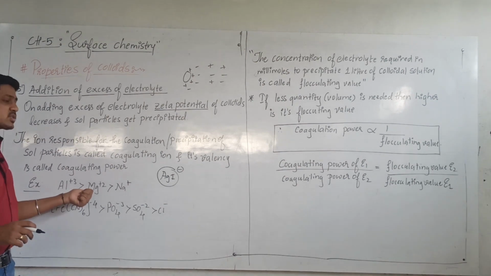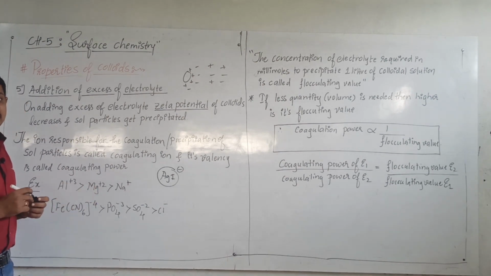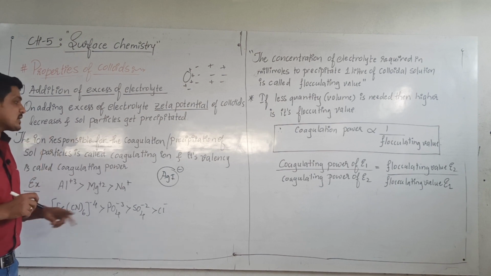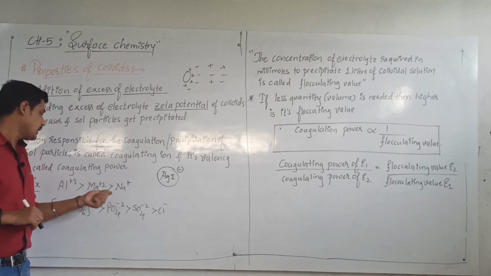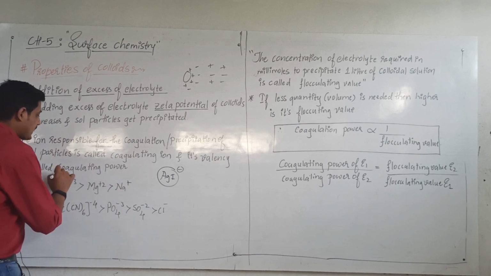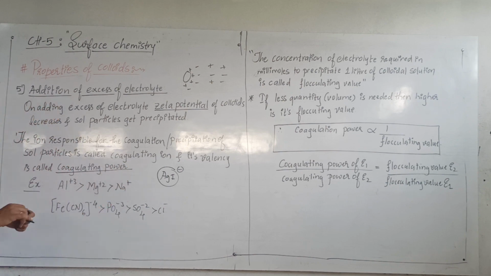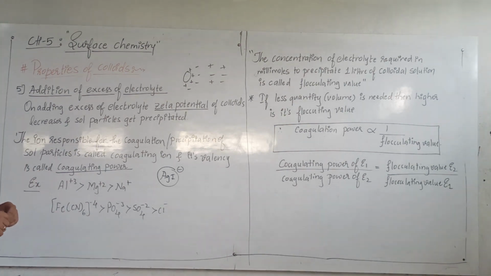Okay, then comes magnesium, which has a 2 positive charge, so this one can precipitate 2 of the negatively charged sol particles, and sodium is 1, so it will precipitate only 1. So the higher the oxidation state, the more its coagulating power. I hope you can understand what is the meaning of coagulating power. Coagulating power means precipitation power.